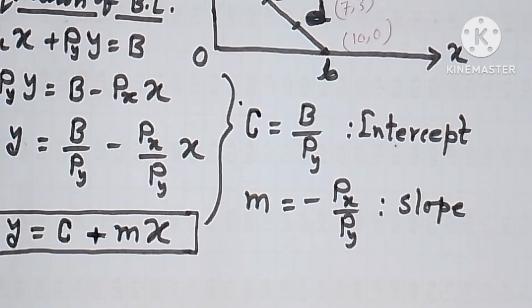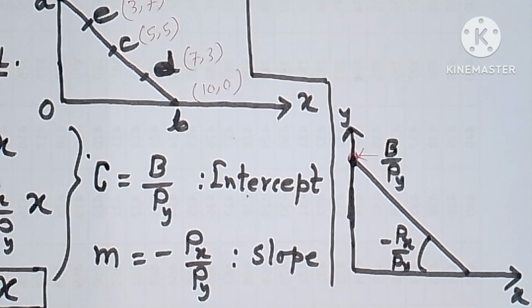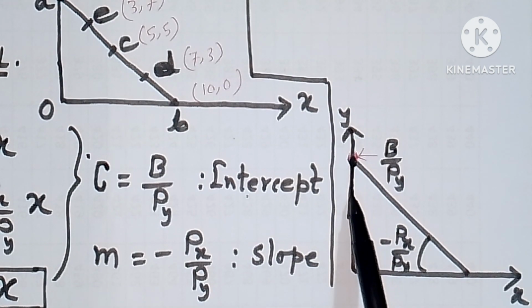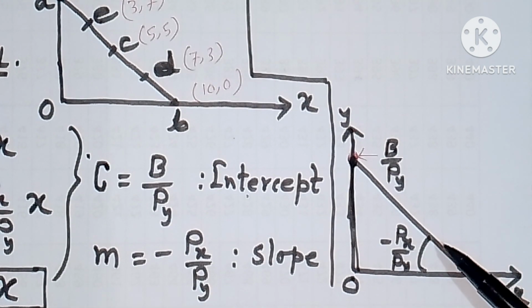This slope and intercept can be shown in the diagram of the budget line as well. So now we are trying to show it. Along the vertical axis we can see the intercept, that is B by Py, up to this point from the origin. And along the horizontal axis we can see the slope whose value is Px by Py, and as it is downward sloping, we should take the negative sign, that is minus Px by Py.